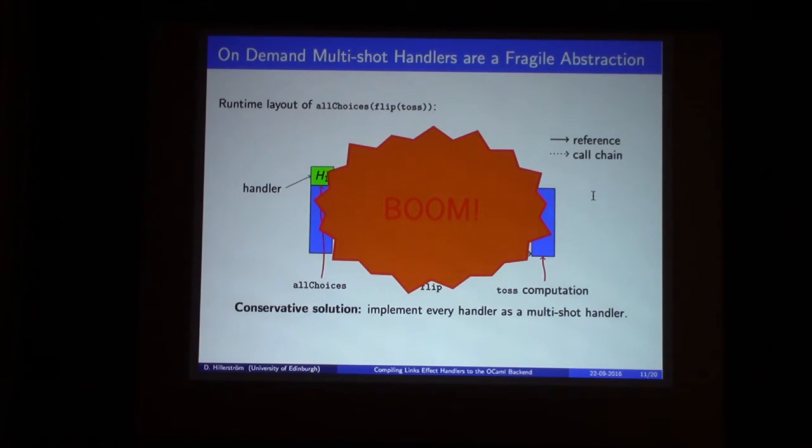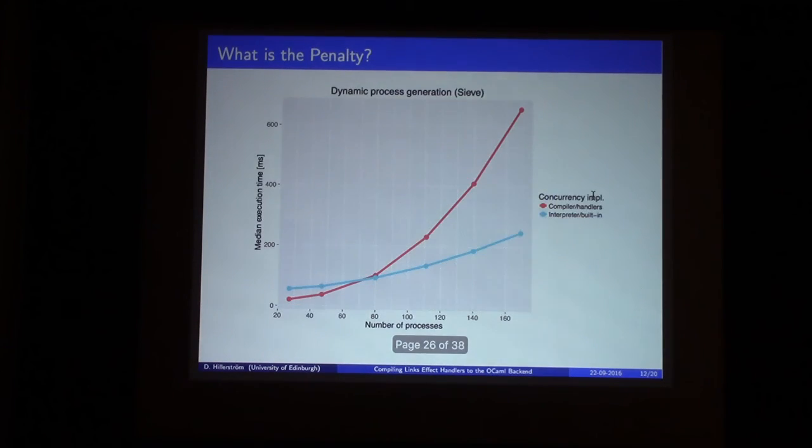Well, surely that can't be all that efficient. Rightly so, it's not very efficient. So here I have a small benchmark where I'm using the concurrency implementation I have with handlers and links. The red line here is the compiler running with the handler-based concurrency implementation, and the blue line here is the interpreter with its built-in implementation.